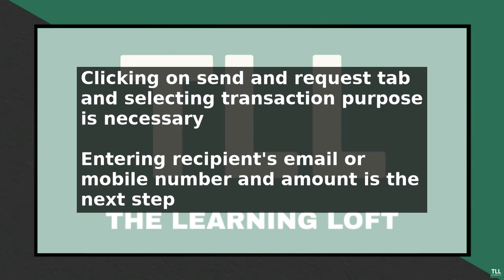Next, choose your funding source, which can be a bank account, credit card, or your PayPal balance. If you are using a bank account or credit card, you may be prompted to log into your account or enter your card details. Review the transaction details to make sure everything is correct, including the amount, recipient, and funding source. If everything looks good, click the Send Money button to complete the transaction.